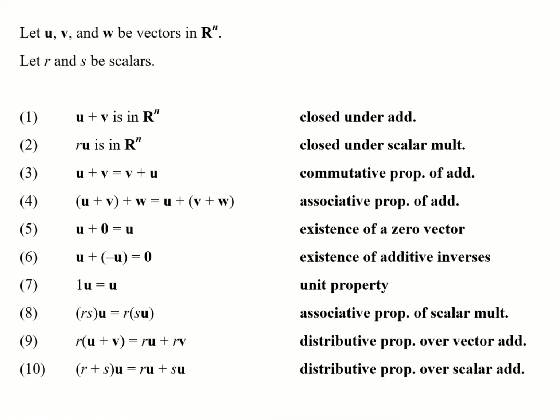So all your vector fields will have those 10 properties. Okay, so there it is. Your vectors in Rn have those properties.